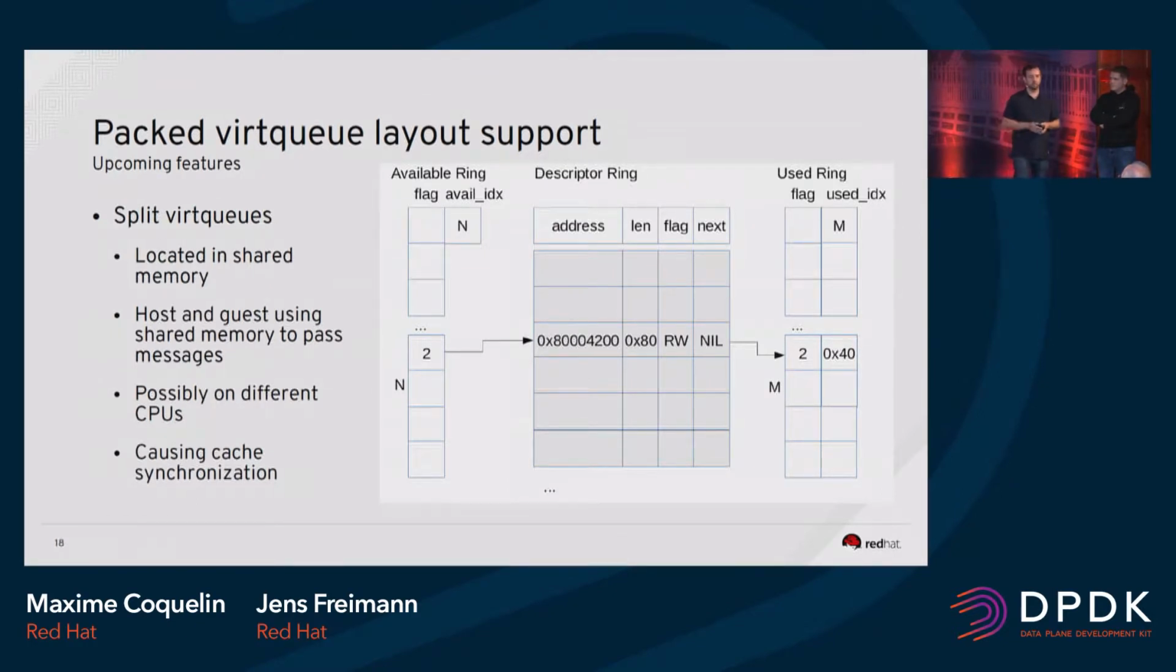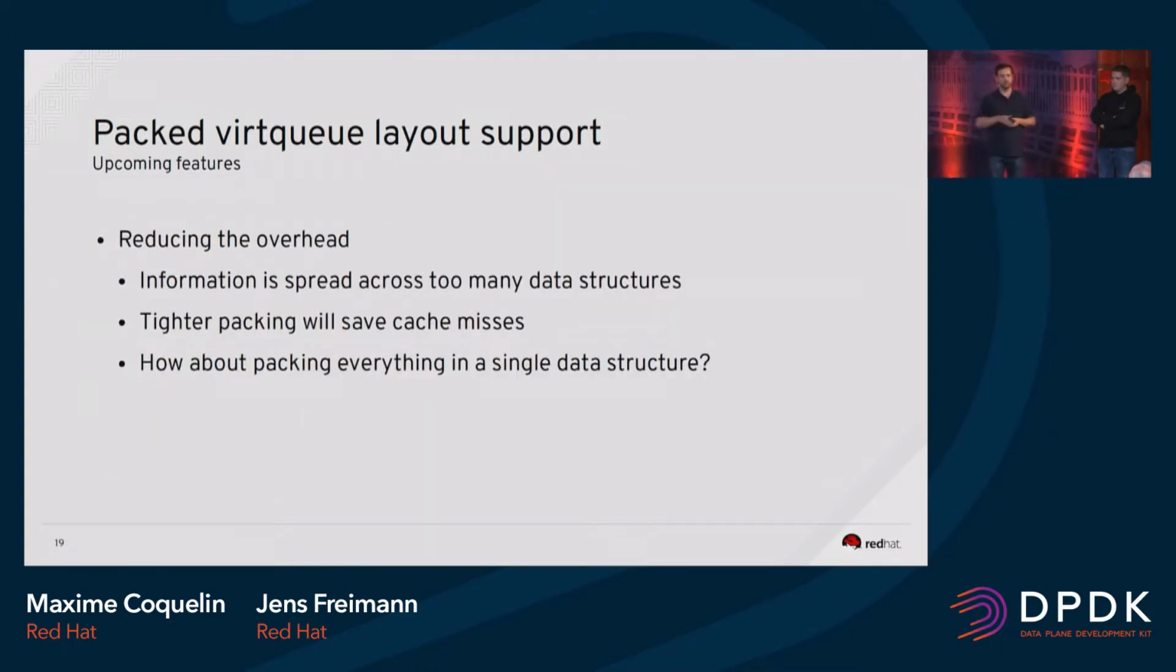So right now, the Virtio layout looks like this. I call this split Virtio for now. It consists basically of 5 parts. We have an available ring, a descriptor ring, a used ring, and then pointers pointing to the rings. The way Virtio works is that host and guest pass messages through shared memory, and this could possibly be on different CPUs, causing a lot of cache synchronization. For every buffer we transfer from host to guest and vice versa, we have at least 5 accesses. That's causing a lot of cache synchronization messages and so on. It's a lot of overhead, basically.